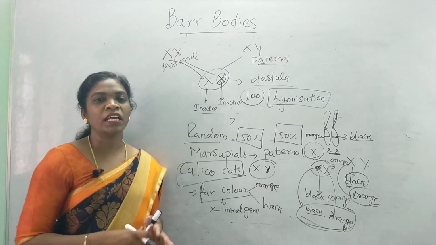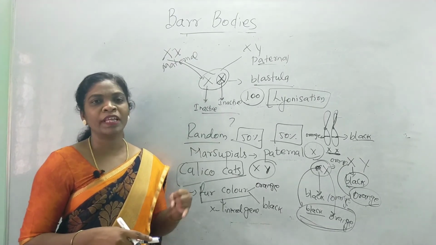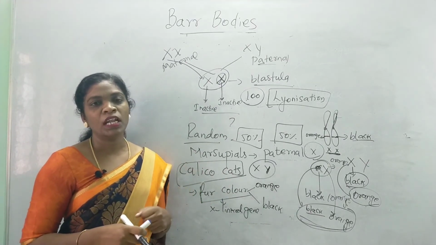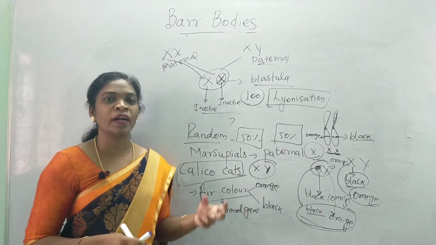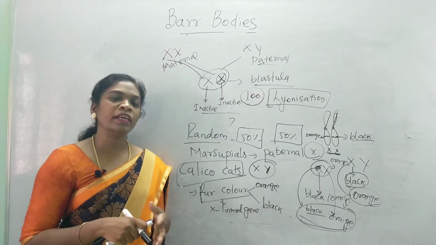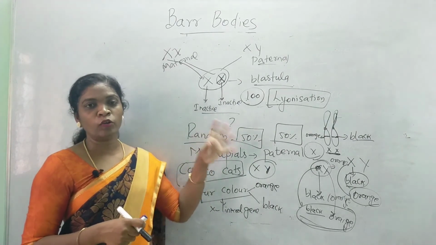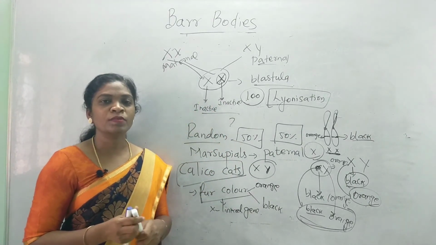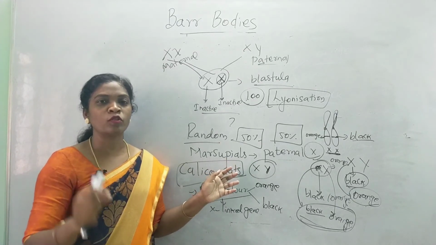I am just summarizing it again. We learned that Barr bodies were identified by Barr and Bertram in the year 1949. They observed a condensed structure in the female nerve cell of a cat. They named this structure X chromatin or Barr bodies. According to them, it is nothing but an inactivated X chromosome attached to the nuclear envelope, towards the heterochromatin region. In 1961, Mary Lyon observed that this condensed structure is nothing but an inactive X chromosome.